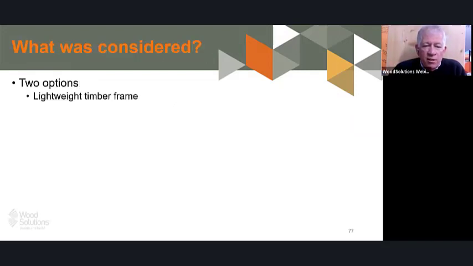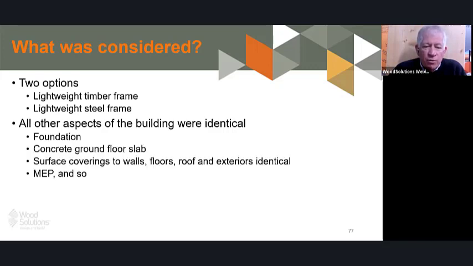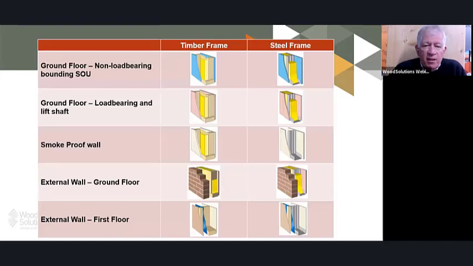So the two options we looked at were lightweight timber frame and lightweight steel frame, which makes sense. And as we look at it, all other aspects of the building were identical, you know, foundations, concrete slabs, surface coverings of walls, MEPs, and so on. So we look particularly at the system. We have a steel frame versus timber frame, and you find that they're pretty much the same. So really what's differing is the frame, except for the ground floor load bearing. Sorry, that was meant to be load bearing. And we find that we've used staggered studs for the timber frames and a single stud arrangement for the steel frame.